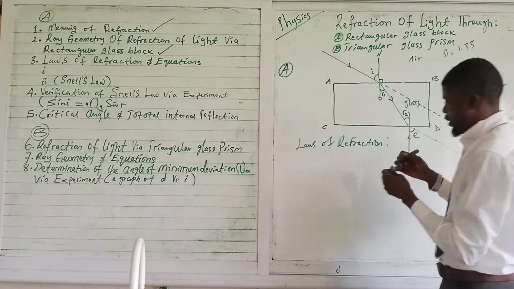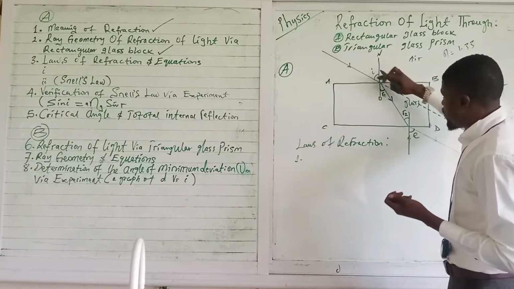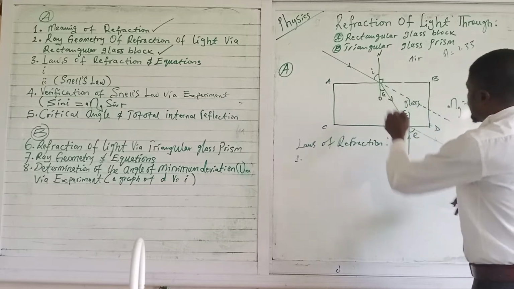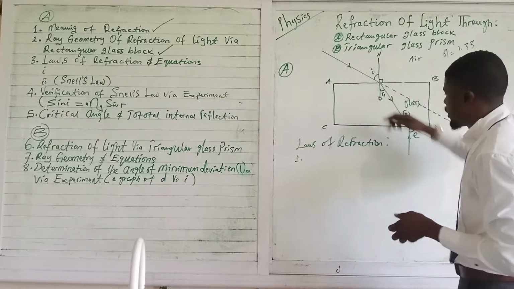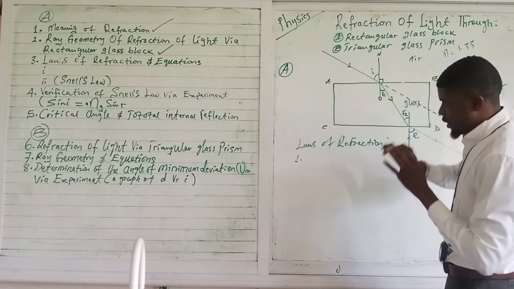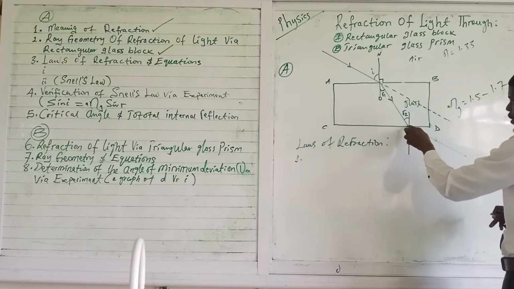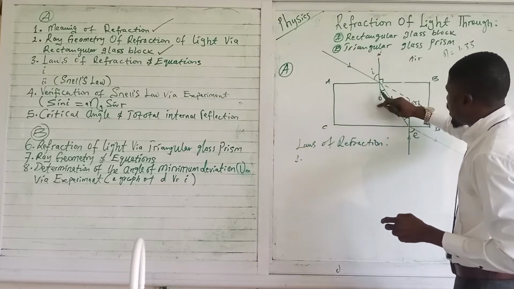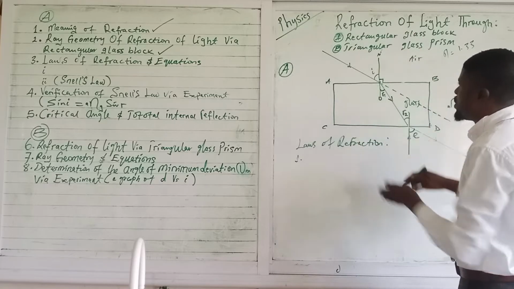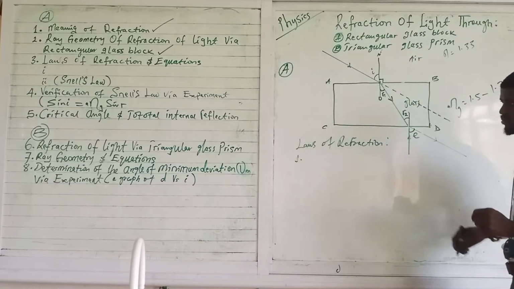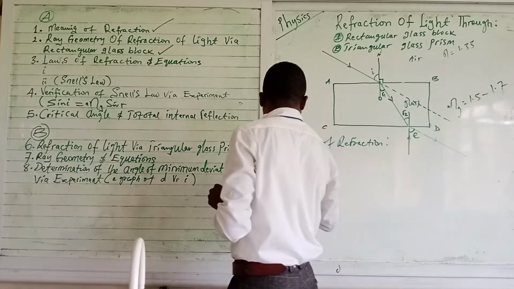Refraction. The first law states that the incident ray, the refracted ray, and the normal at the point of incidence all lie on the same plane, AB. Look at it here. That is law number one.